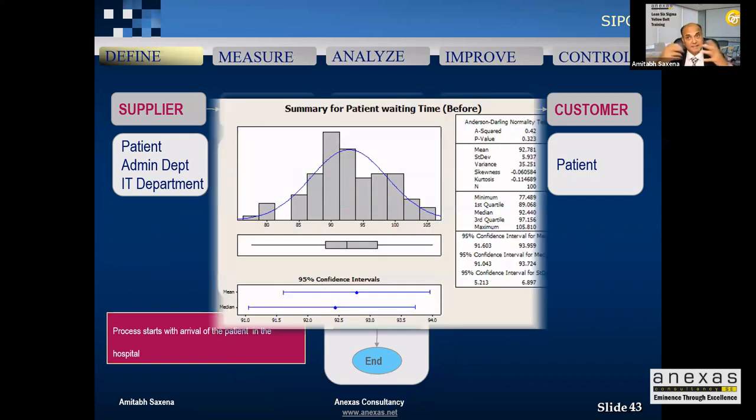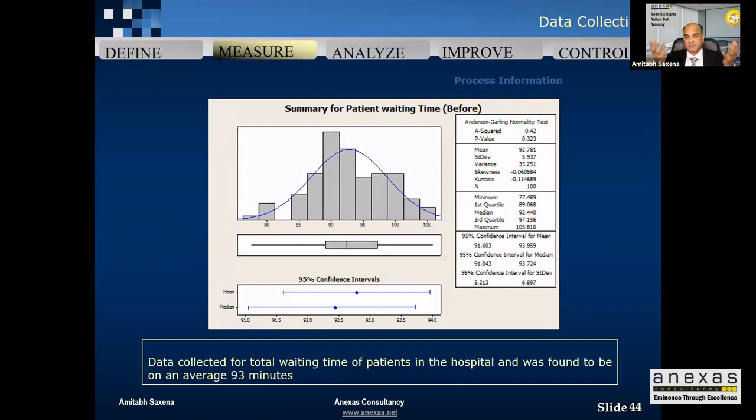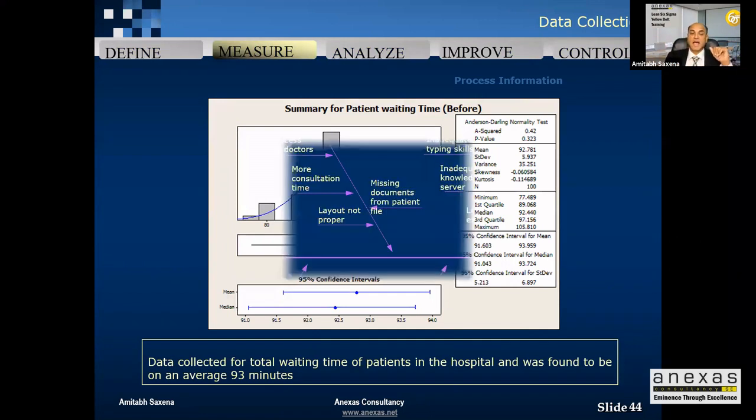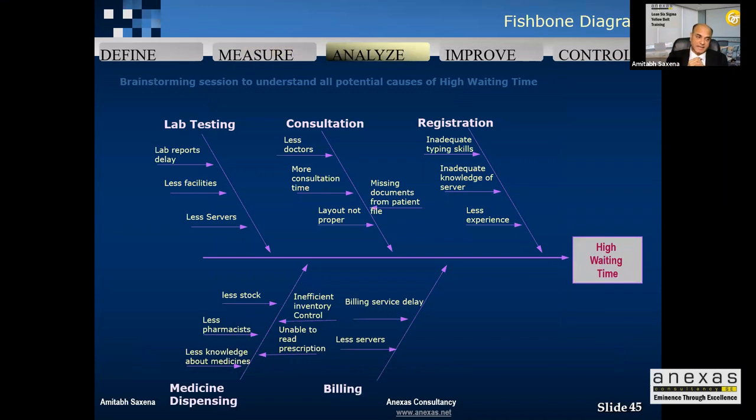So I collect the data, and I find that the average patient waiting time is known. Now the standard deviation is known. I go further, and I can make a cause and effect diagram. In the analyze phase, I make a fishbone diagram, also known as an Ishikawa diagram, or a cause and effect diagram, and I identify all the possible causes. And here we use brainstorming techniques.